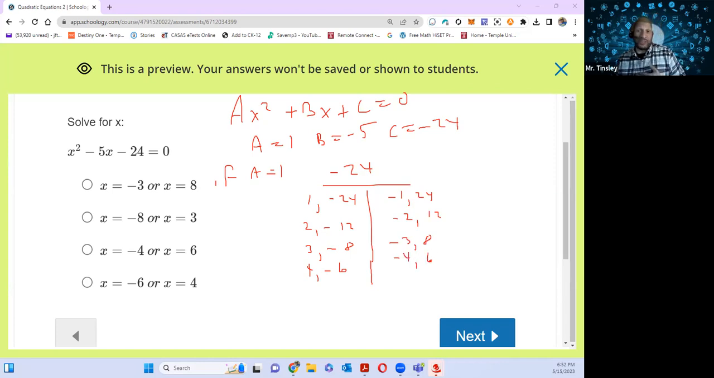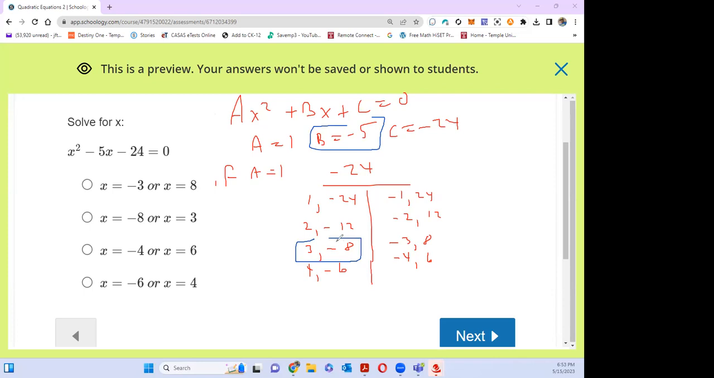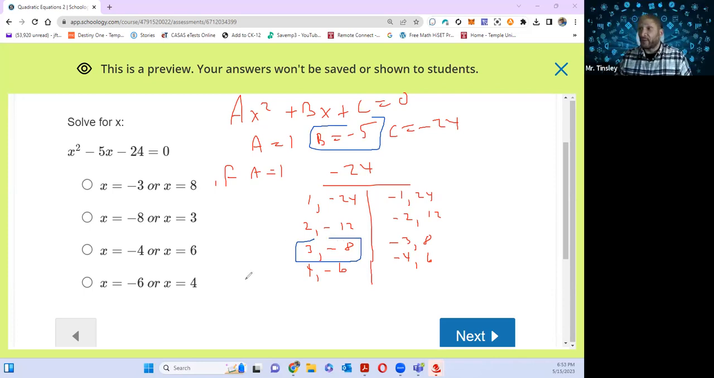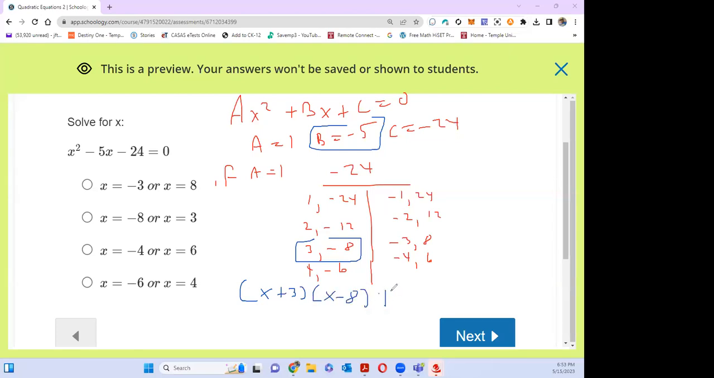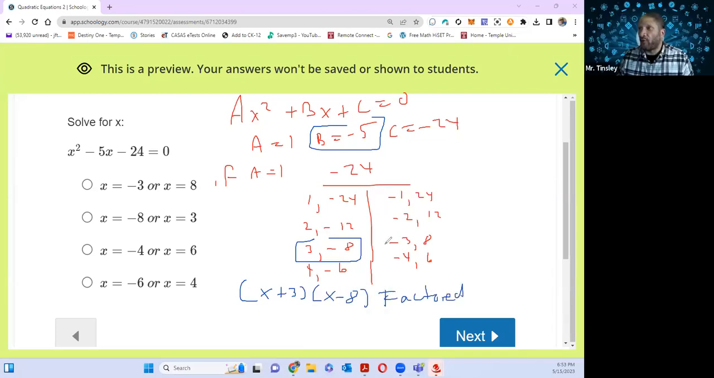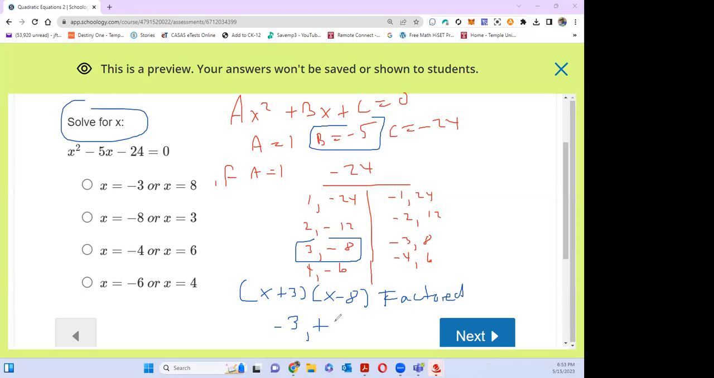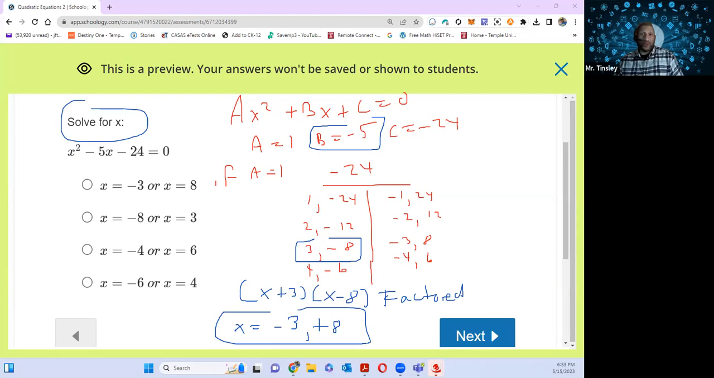Mr. Tinsley showed me how to do this. He said, what pair is going to give me b? What pair is going to give me -5? The pair that's going to give me -5, because -3 minus 8 is... rather, -8 plus 3 is -5. So to factor this, I'm going to use these 2 numbers: x plus 3, x minus 8. This is factoring, but they're asking me to solve it. So to solve it, I need to find the zeros. The opposite of +3 is -3. The opposite of -8 is +8. So that's how you solve a quadratic equation.